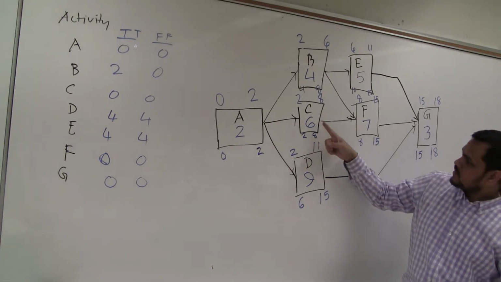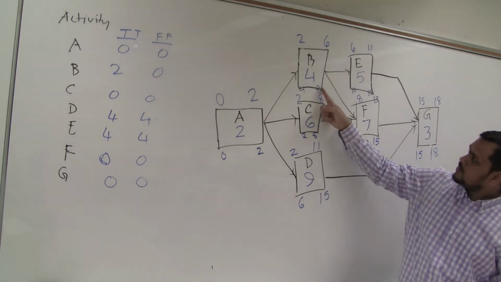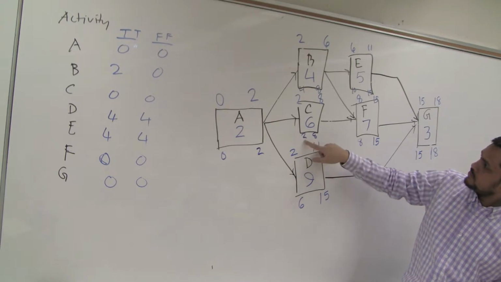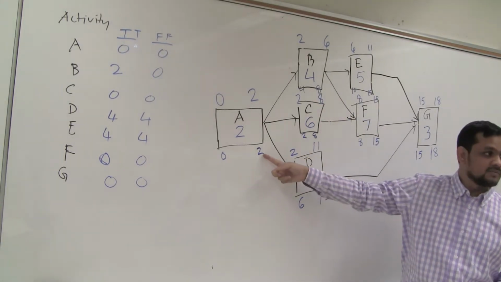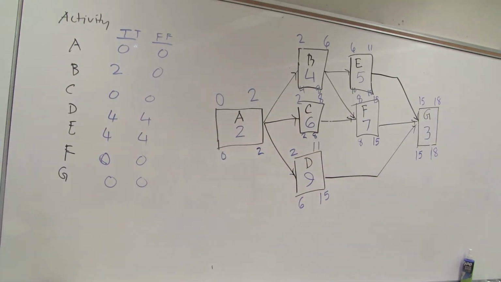Then 8 minus 6, 2. 15 minus 9, 6. 8 minus 4, 4. When I go here, compare all 3: 6, 2, 4. The smallest one is 2. 2 here. Minus 2, 0. Done.